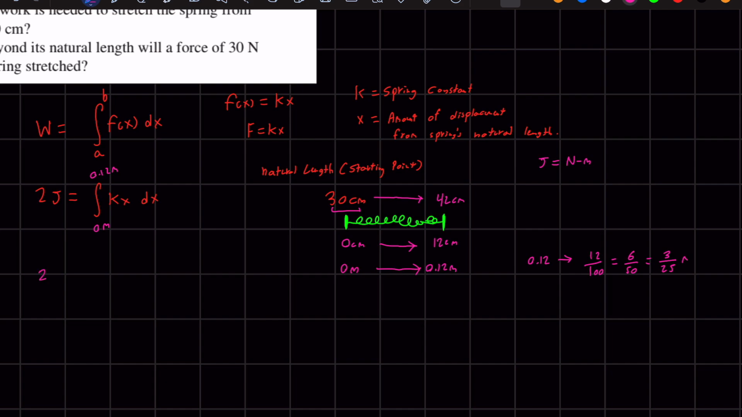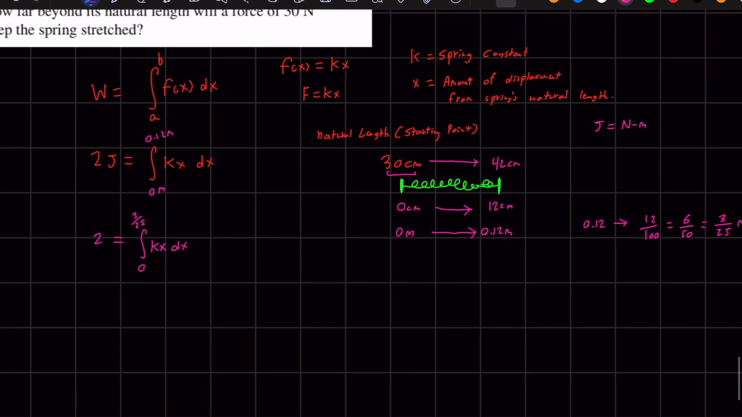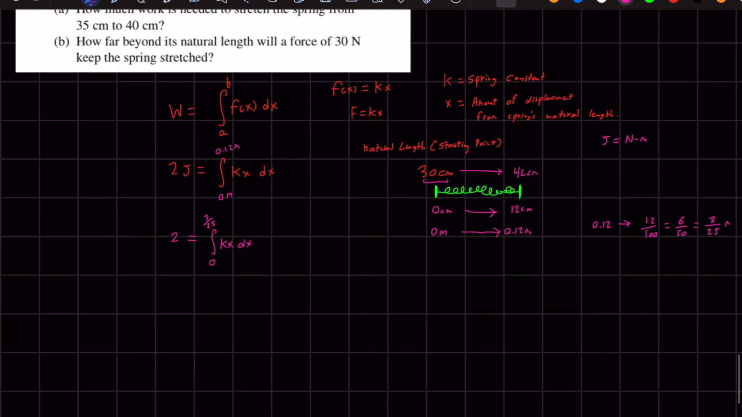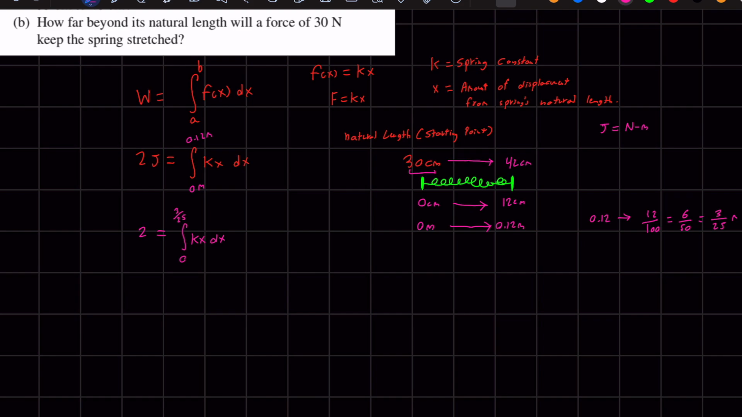So I'm going to go 2 joules. I'm going to start writing joules because we already know the units. We don't have to worry about that right now. We're just going to solve for this. So we have 2 is equal to the integral from 0 to 3 over 25, and then we have our unknown kx dx. We want to solve for k here, right? To find our force function for this spring.